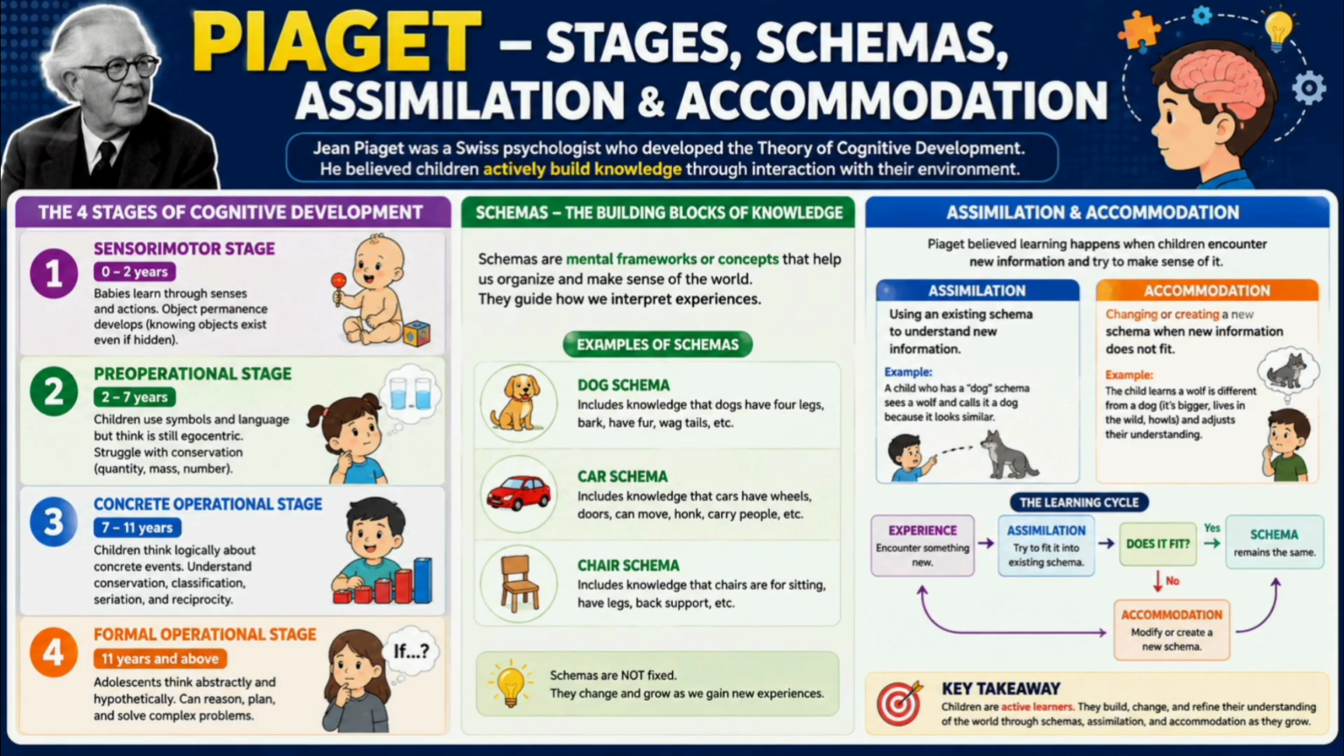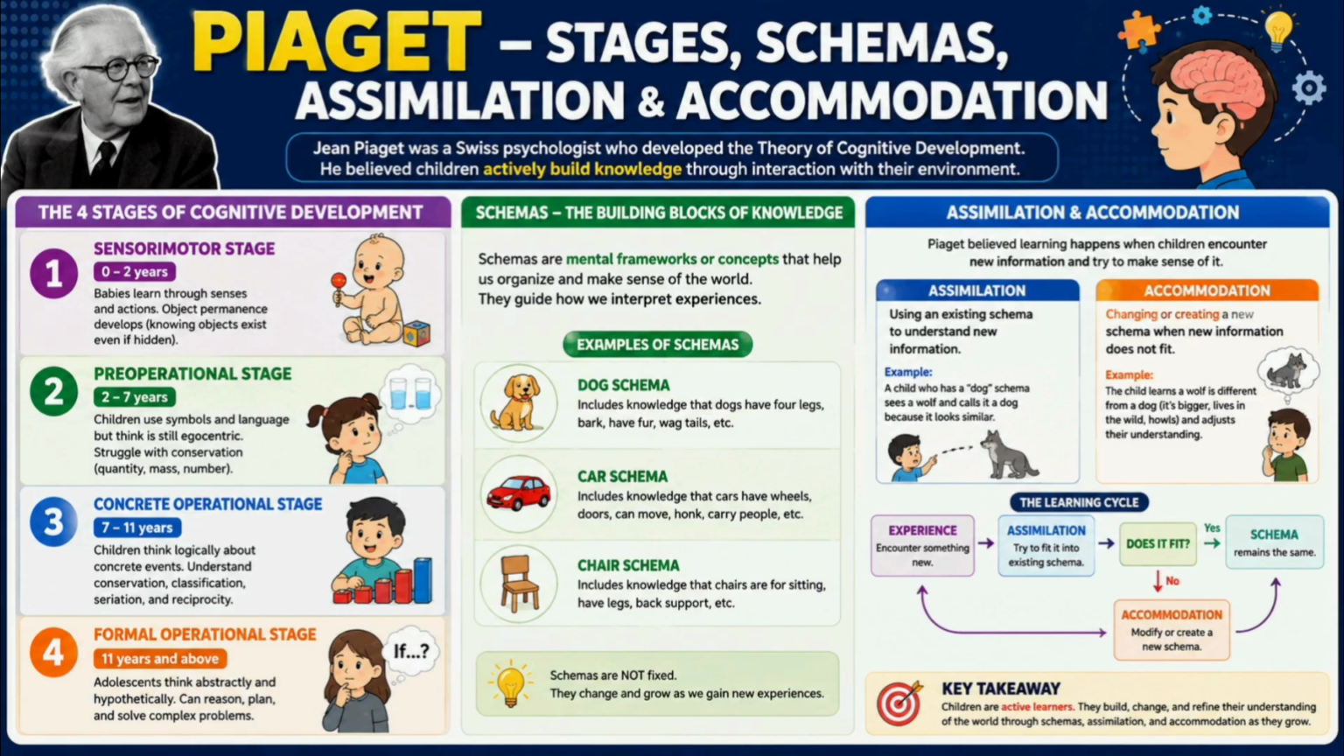Centration. Another characteristic is centration. Centration means focusing on only one aspect of a situation while ignoring other important aspects. For example, suppose we have two glasses containing equal amounts of water. One glass is short and wide while the other is tall and narrow. If the child thinks that the tall glass contains more water simply because the water level is higher, this demonstrates centration.